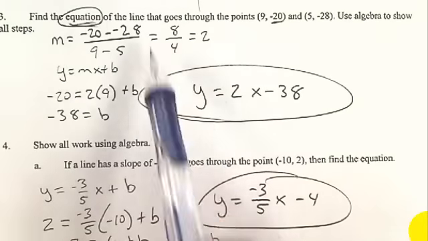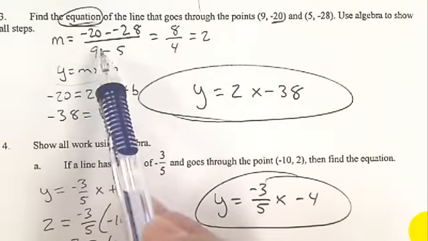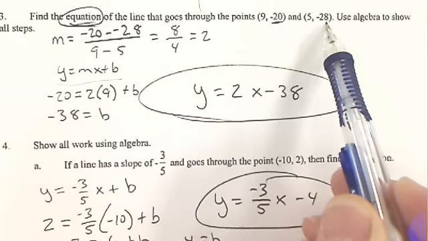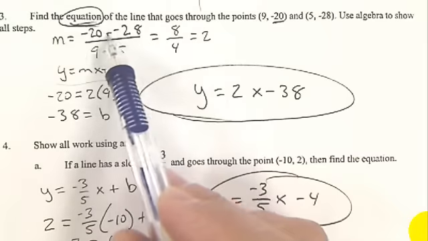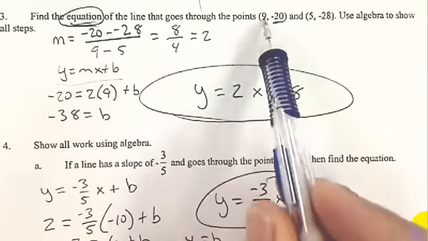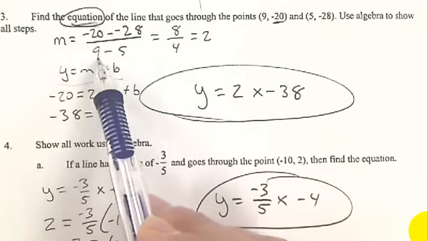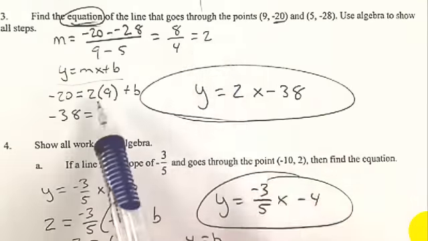Find the equation of the line. So that reminds me to write y equals mx plus b. I found the m first by taking the y's and subtracting them. So it's -20 minus a -28, which makes it plus, so that makes it an 8. And then subtract the x's. 9 minus 5 is 4. That gives me 2. Plug it in.